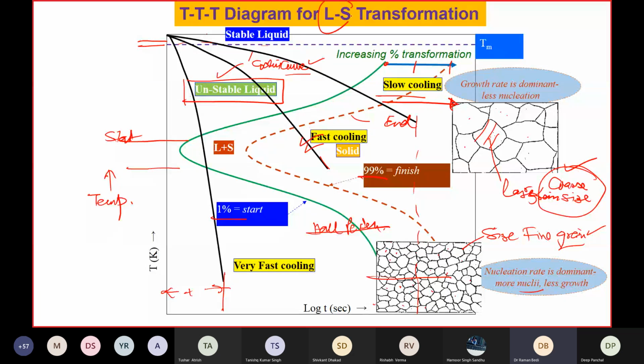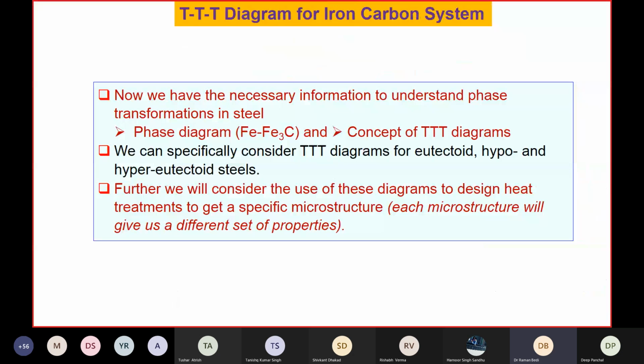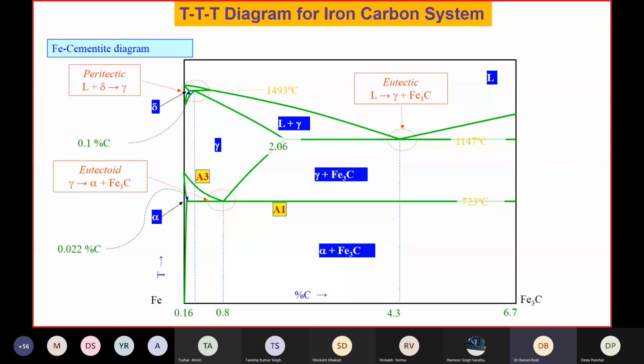For LS transformation, meaning liquid to solid transformation, is what I am referring to right now. With the help of this diagram, now we shall be able to further progress into the phase diagram of your iron carbon or iron carbide system, and the concept of the TTT diagram we will try to apply to the eutectoid steels. And let's come to this phase diagram. So we understand here that this is the region which is more important to us for steels. This is the hypoeutectoid region, and here is the hypereutectoid region.